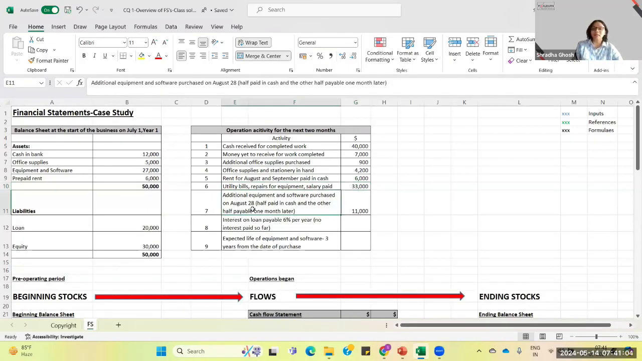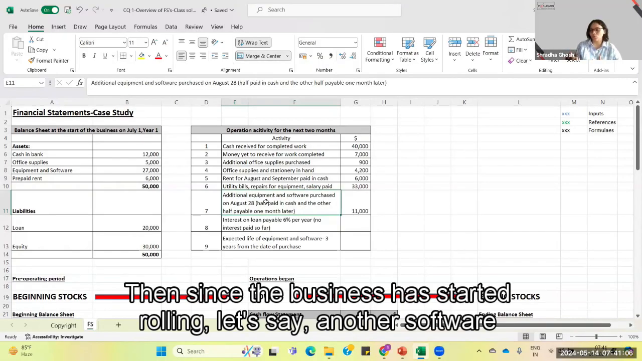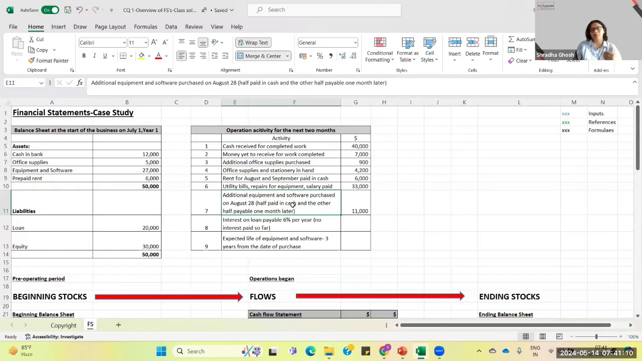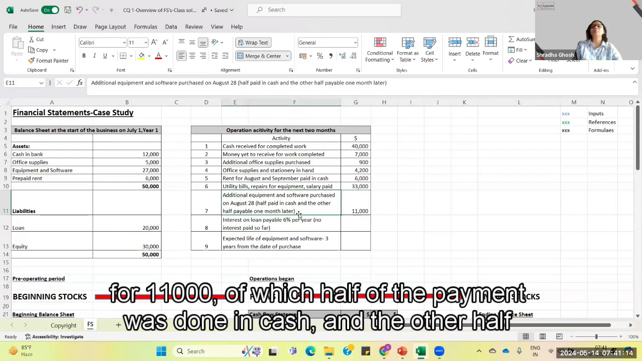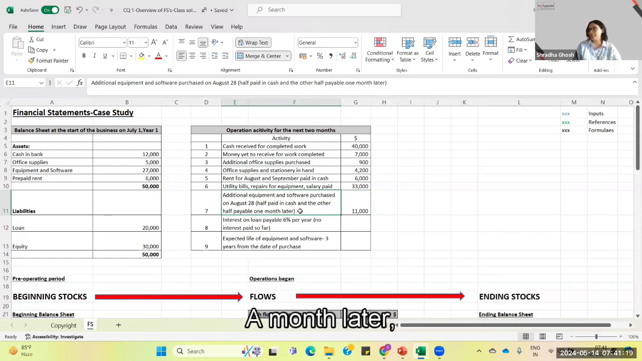And then since the business has started rolling, let's say another software was purchased, another peripheral was purchased for 11,000, of which half of the payment was done in cash and the other half was payable a month later.